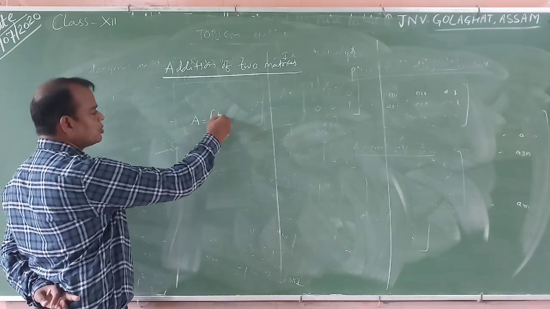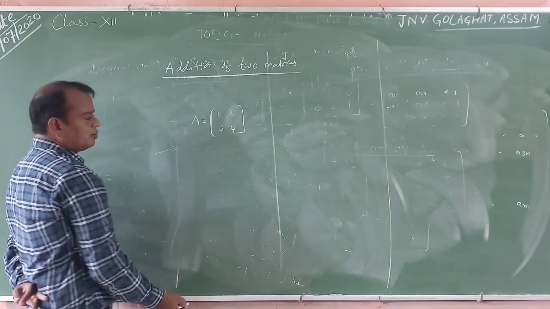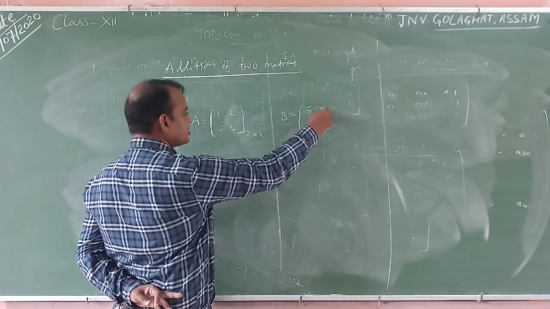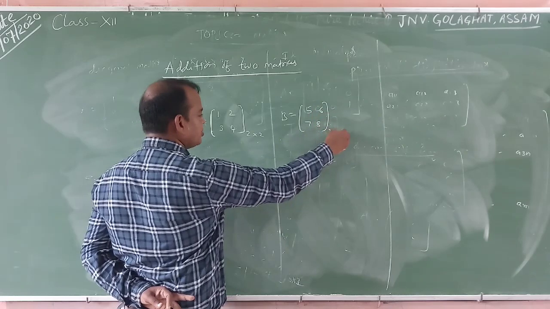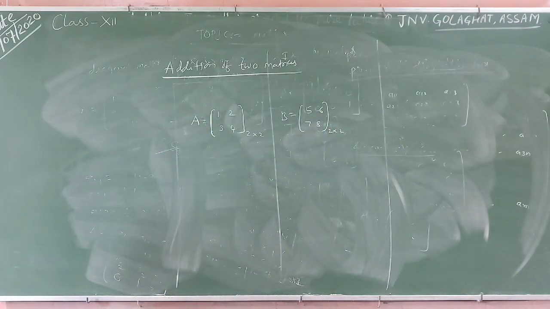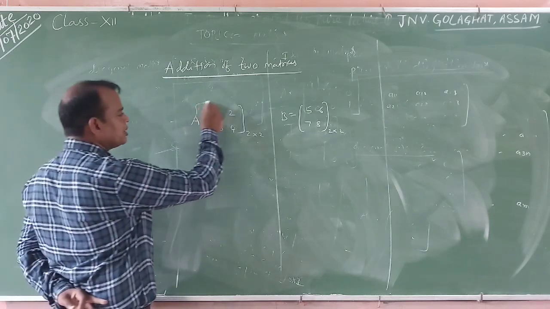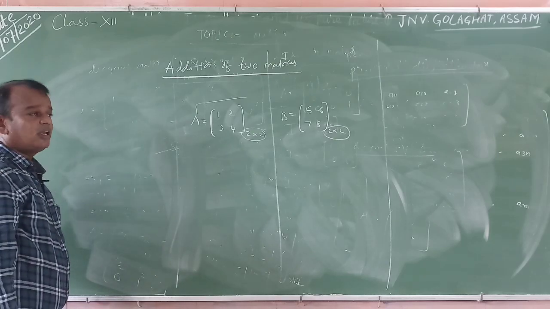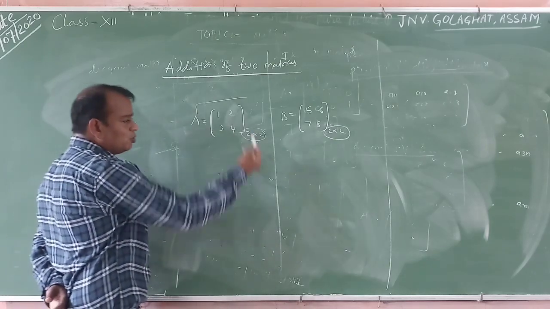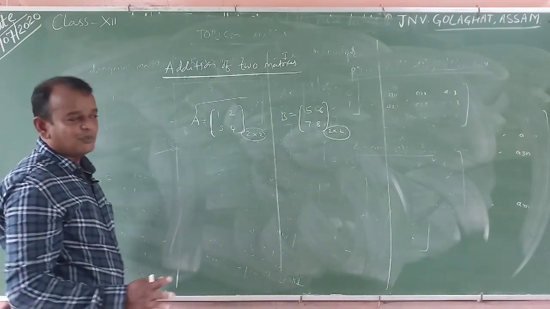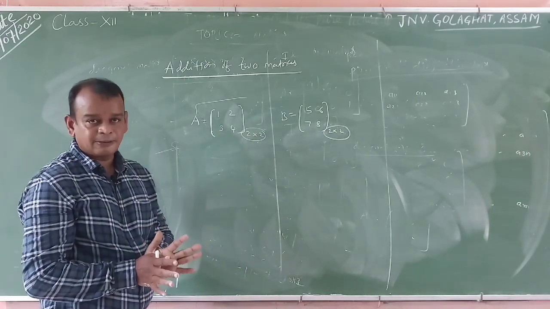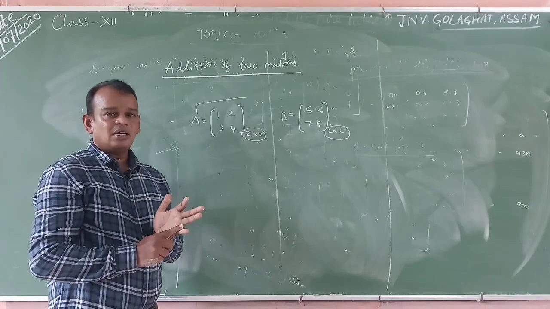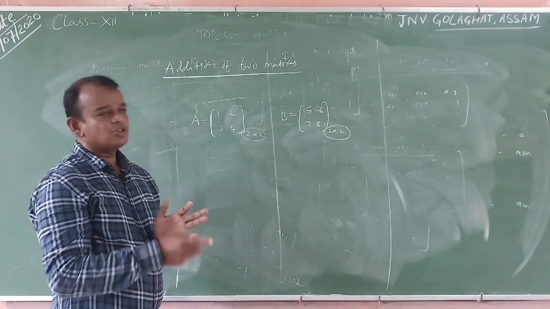A is equal to, suppose, 1, 2, 3, 4. What is the order of the matrix? We know that it is 2 by 2. Suppose B is equal to 5, 6, 7, 8. The order is 2 by 2. Whenever we add two matrices, those two matrices must have the same order. That is the first point. Whenever you add two or three matrices, they should have the same order. The second property: you add the corresponding elements of those matrices.